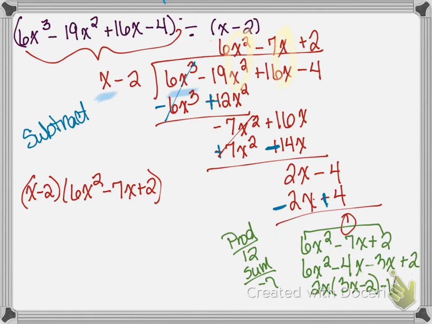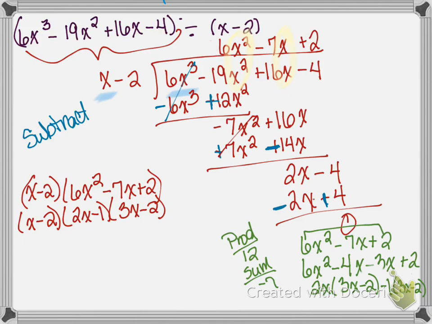I did not do well here, did I? Okay. Sorry about that. Okay. X minus 2. I have 2x minus 1. 3x minus 2. Is that what you got when you factored it?